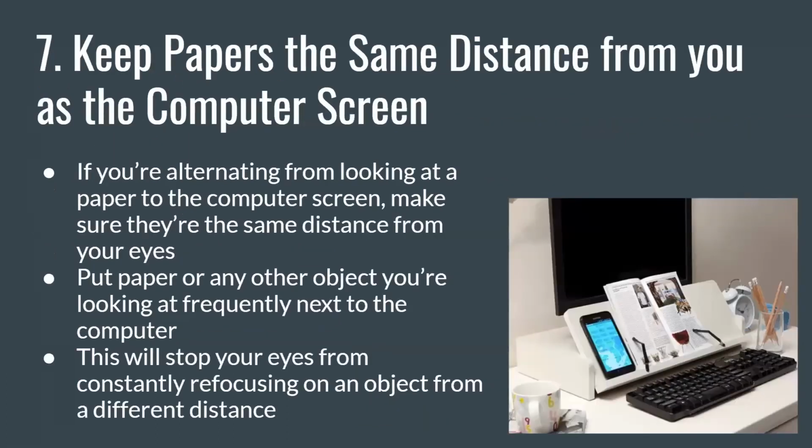Our seventh tip is to take or keep papers the same distance from you as the computer screen. If you're alternating from looking at a paper to the computer screen, make sure they're the same distance from your eyes. Put paper or any other object you're looking at frequently next to the computer. This will stop your eyes from constantly refocusing on an object from a different distance.